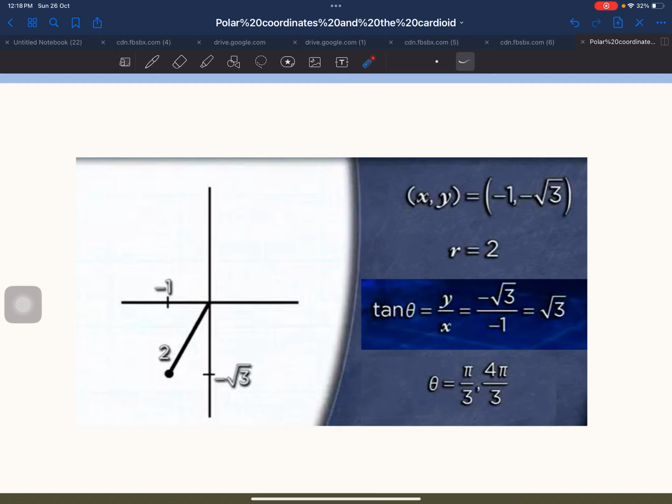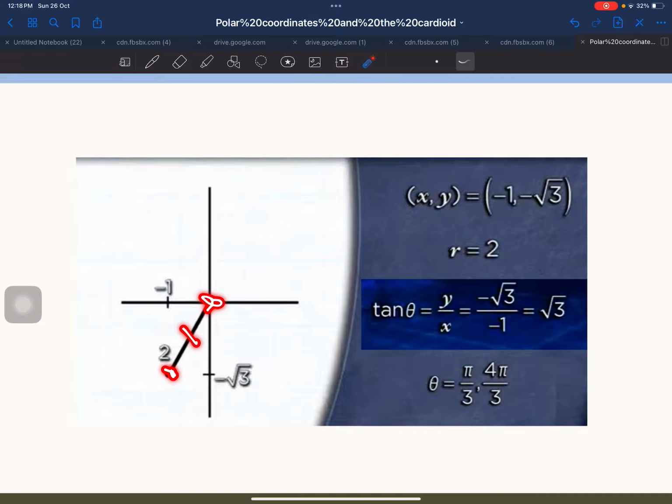Or you could take r to be negative 2. Remember, it's distance from the origin, so it could be positive, it could be negative. So r could be positive 2, r could be negative 2. But for the moment, let's use r equal to positive 2. So the point is 2 units away from the origin.